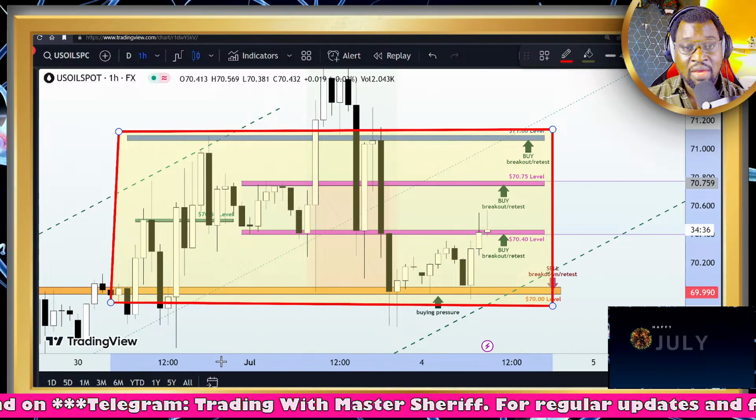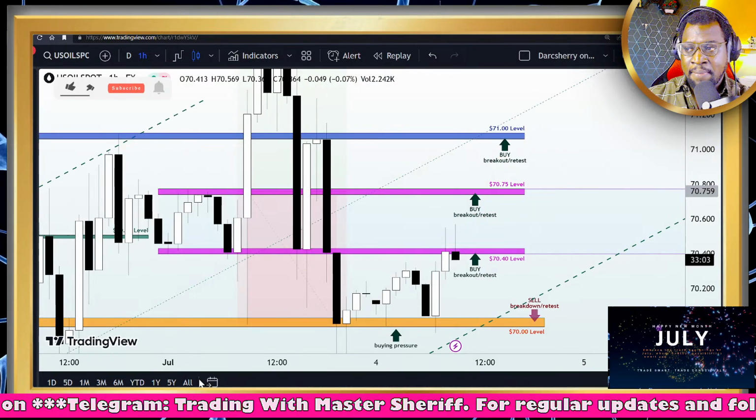So what I'm going to be doing here is to use the $70.40 level as a neckline to guide this trading activity going forward. So I want to see price action break out the $70.40 level, retest of that structure to give me a confirmation of buying the US Oil Spot today. So let's see how price action will play out around this area.